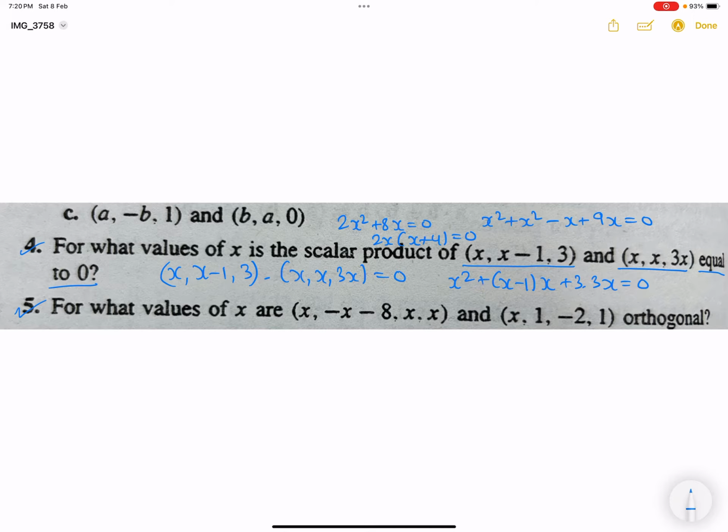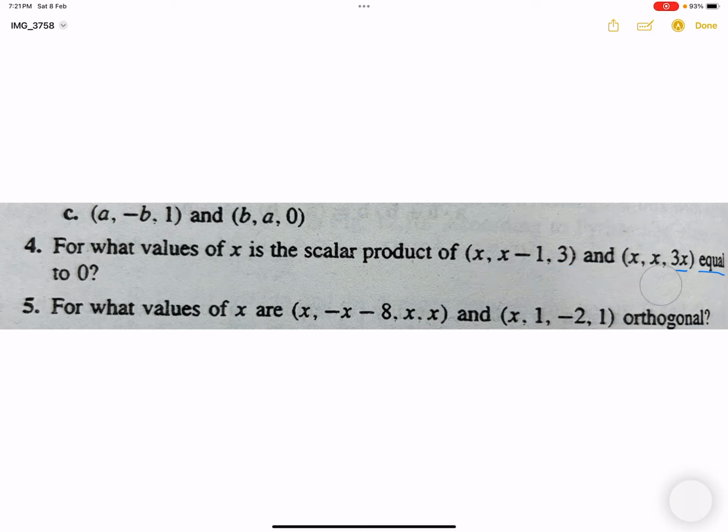Taking 2x common, we are left with x plus 4 equals to 0. So this is 0 when either 2x is 0, we have x equals to 0, and the other is x plus 4 equals to 0, which implies x equals to minus 4. So these are the basic questions only. Now I would suggest you solve the fifth question on your own.